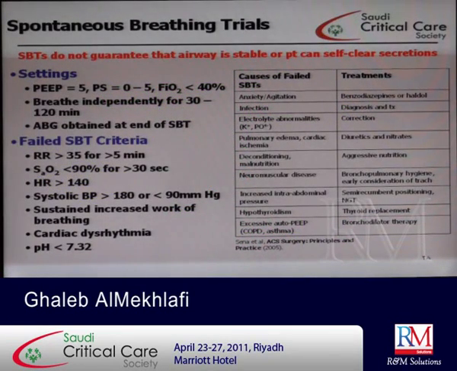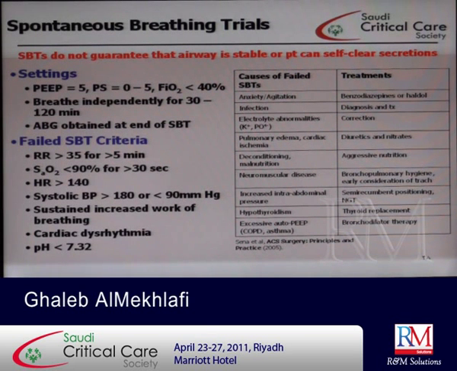Pressure support of 0 to 5, FiO2 less than 40, and breathe independently for 30 to 120 minutes, and do ABG. Then monitor the patient for these parameters. If any of these parameters occur, then this patient has failed this trial, and we will see in the next slide what we are going to do.